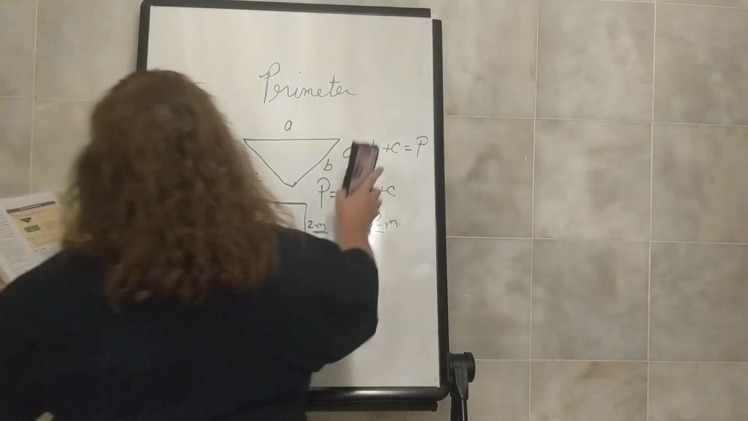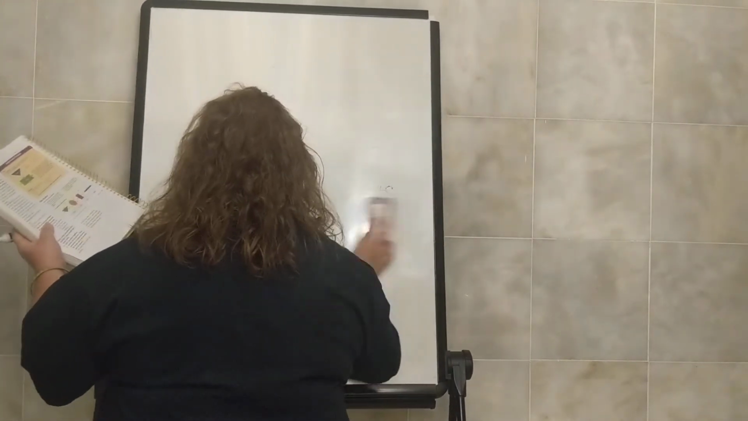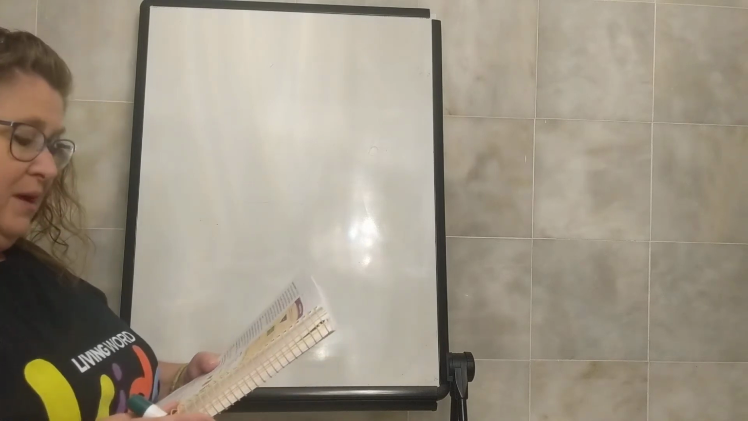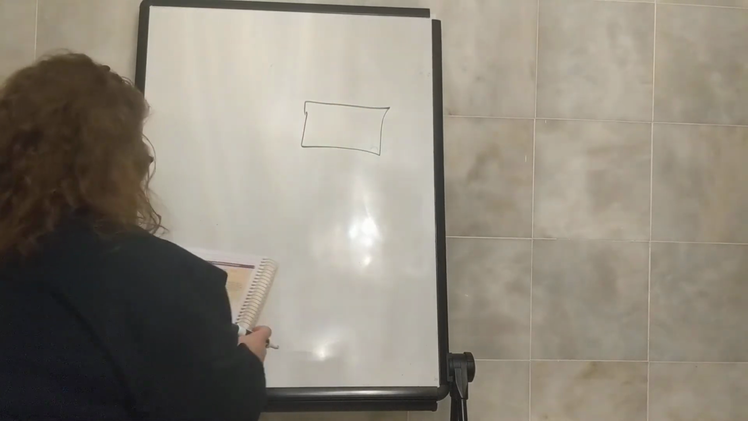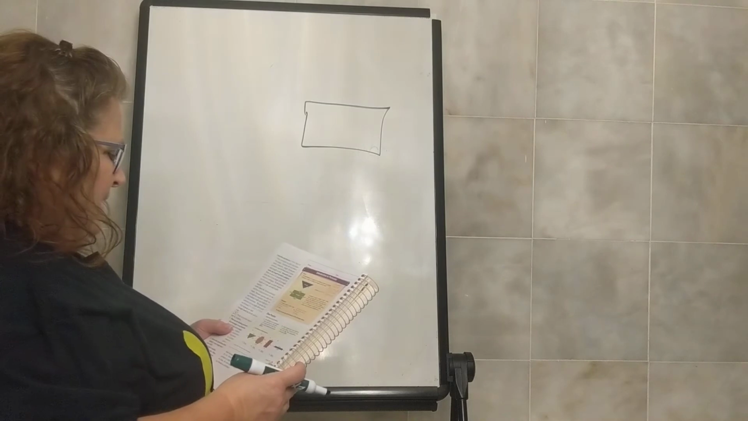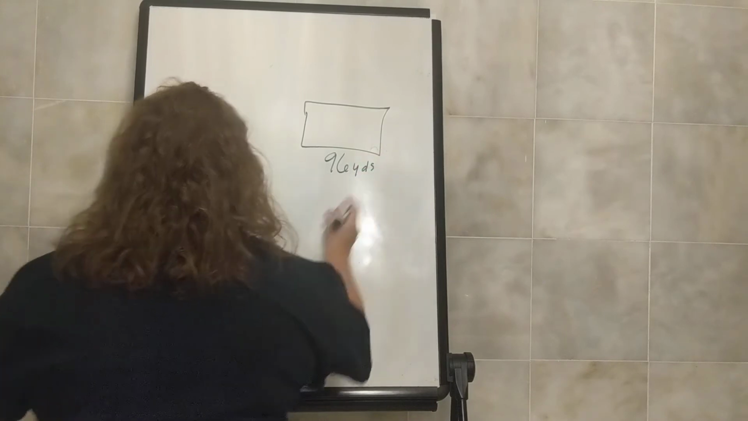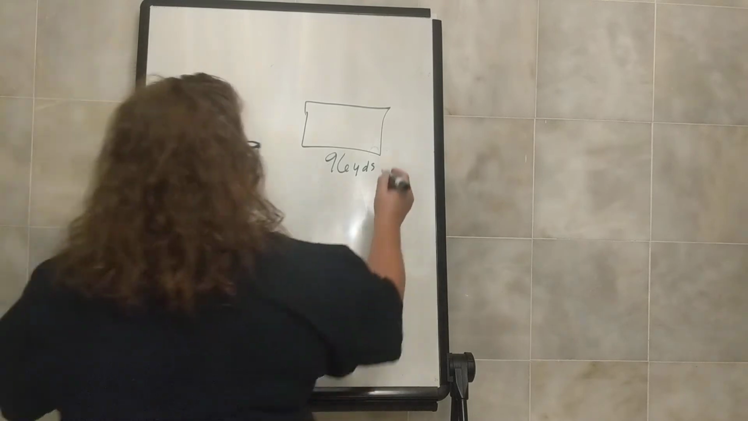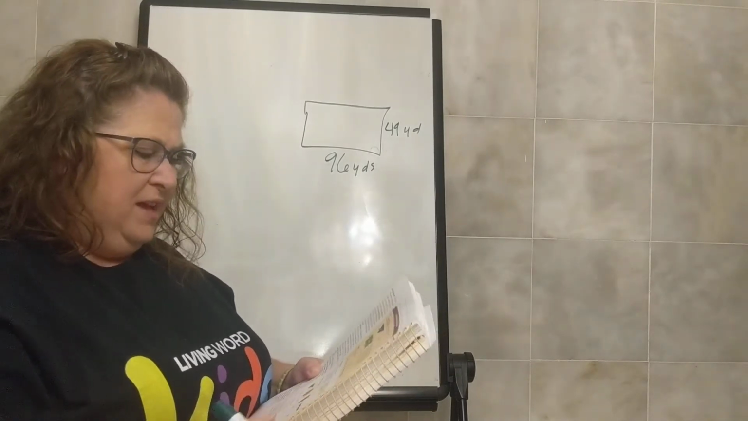All right? So let's go ahead and look at page 251. We are going to look at section 1A. On section 1A, it says, Mr. Hill plans to put a rectangular fence around his yard. So it's rectangular. There's my rectangle. His yard is 96 yards. So that would be the long part. 96 yards long and 49 yards wide. How many yards of fencing does he need?